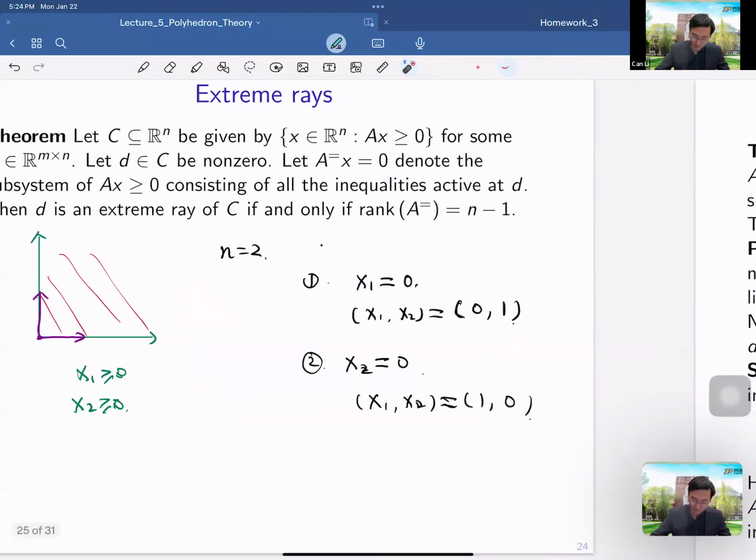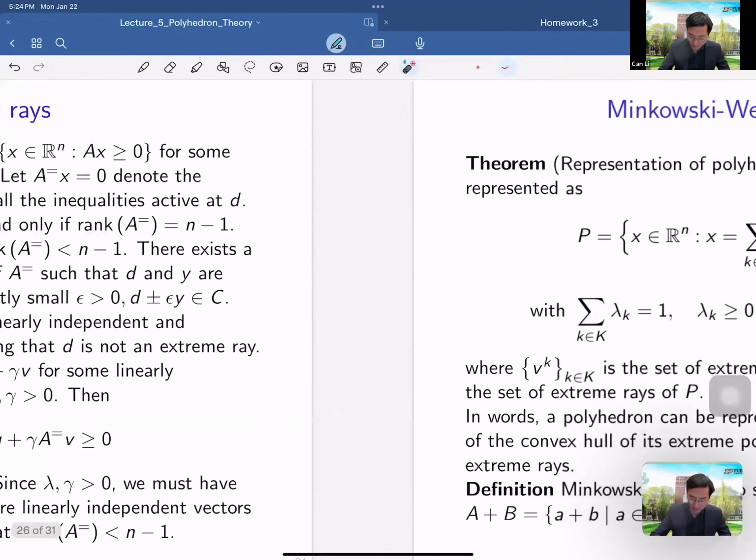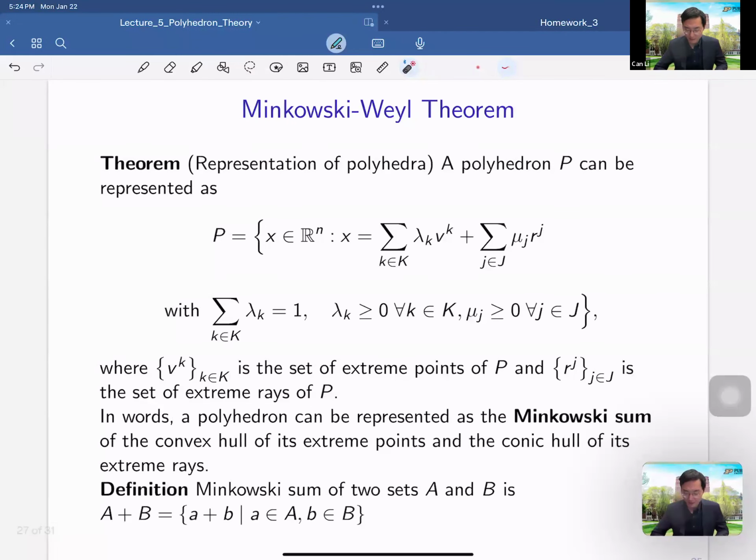Okay, so I'm going to skip the proof for now. If we have time, I will come back to the proof. Okay, so here we are going to talk about something called the Minkowski-Weyl theorem. If there is one thing you should remember from this lecture, I would say it will be this theorem. If you want to pick one theorem to remember within the whole linear programming class, I would still say I will try to remember this theorem here. So let's talk about this theorem.